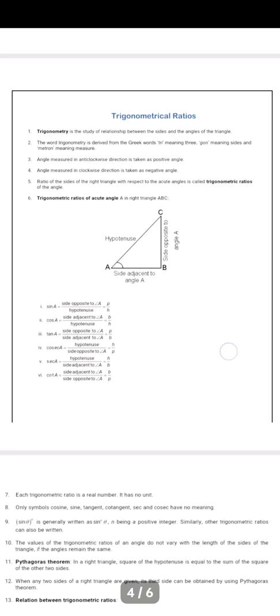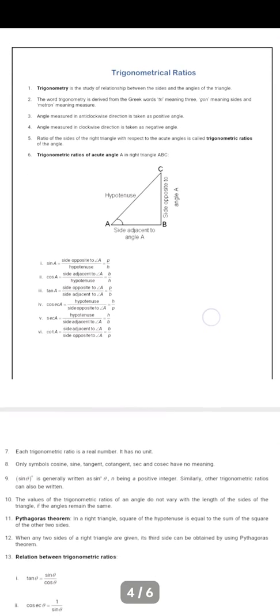The next point is that an angle measured in the anti-clockwise direction is taken as a positive angle. The angle which is measured in the clockwise direction is taken as a negative angle.